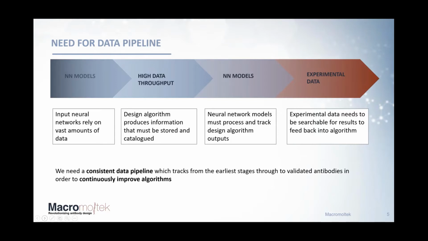Then for the small set we take into the lab, we get experimental data, and we need to search that and match it back to what happened through each of the steps to get here. So what we need is a consistent data pipeline that tracks from the earliest stages of those neural networks through the validated antibodies from the experimental data, in order to continuously improve our algorithms and keep track of every single step along the way.